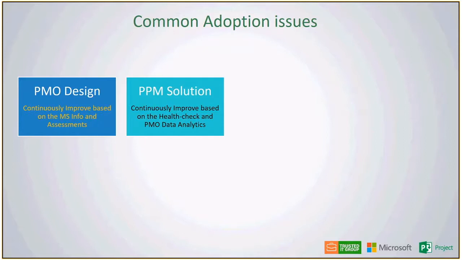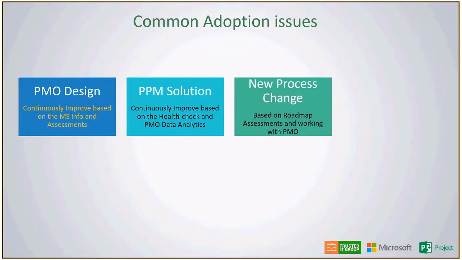The same goes along the PPM solution, where we are suggesting to review the analytics of the PPM and look at the health checks, understand if the tool is actually helping the process, and adjust the tool configurations along the way. The new process change, again, the review of the assessments, review of the roadmaps, understanding what kind of processes still need some help in order to change or get adopted.